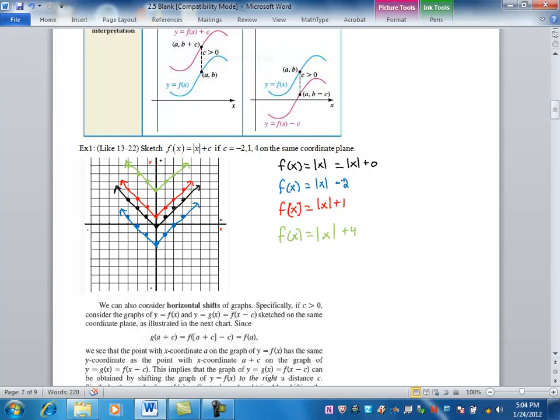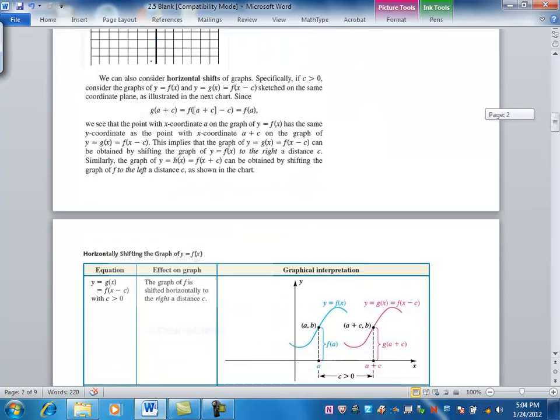Now let's switch gears a little bit. This may not be quite so intuitive. As we look here at this paragraph, we can also consider horizontal shifts of graphs. Specifically, if c is greater than 0, consider the graphs y equals f of x and y equals f of x minus c, sketched on the same coordinate plane, as we will soon see here.